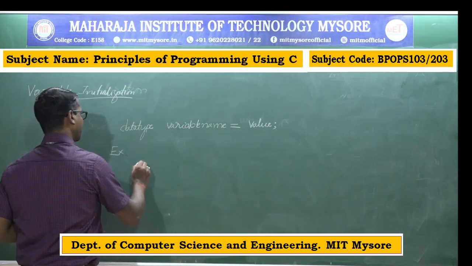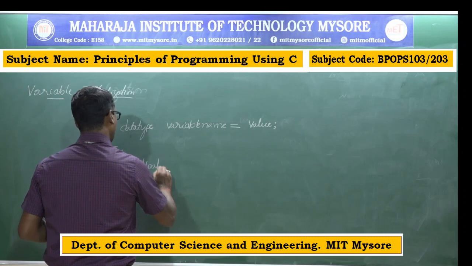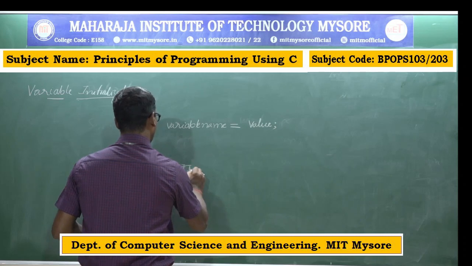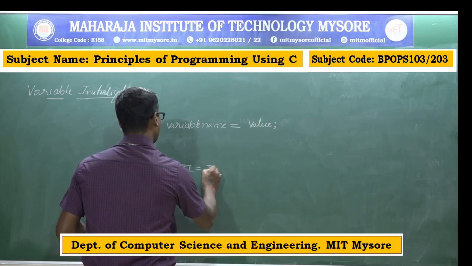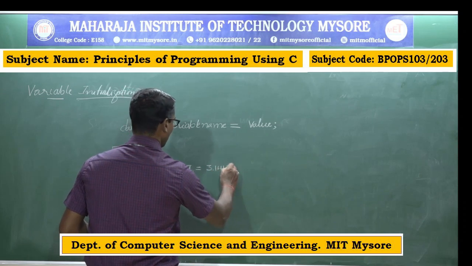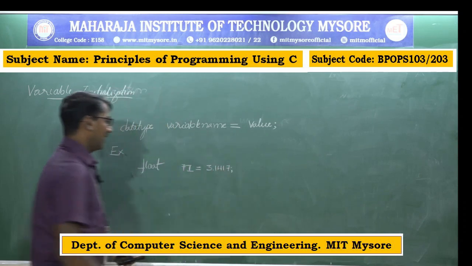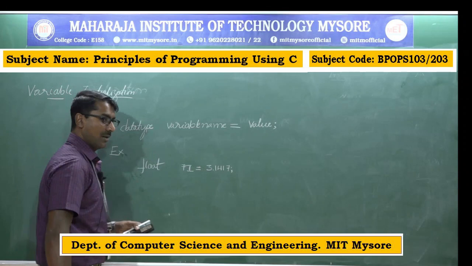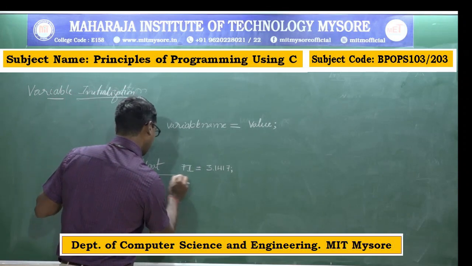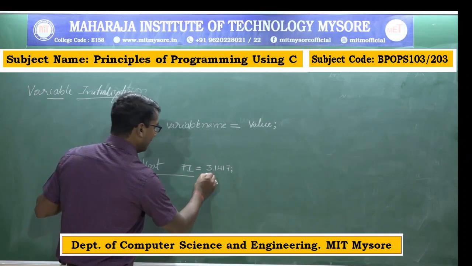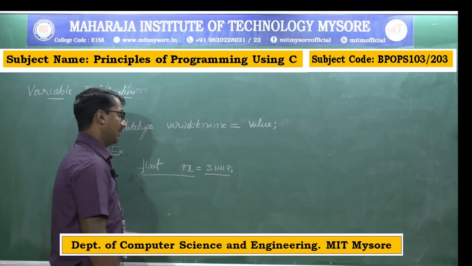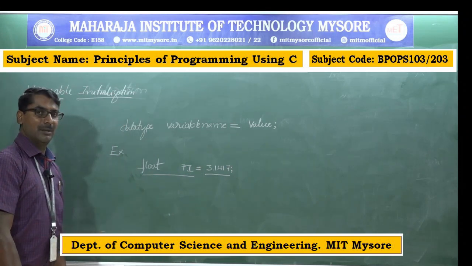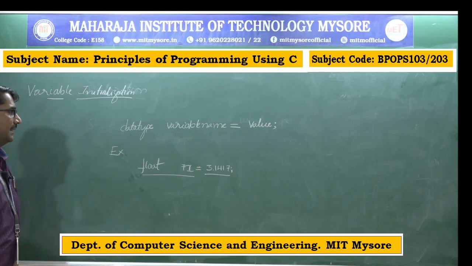Example, float pi is equal to 3.1417 and semicolon. So this is variable initialization. Okay, here we are performing two operations. One operation is we are declaring the variable along with assigning the values. So we are assigning the initial values to the pi variable. Okay, this is variable initialization.